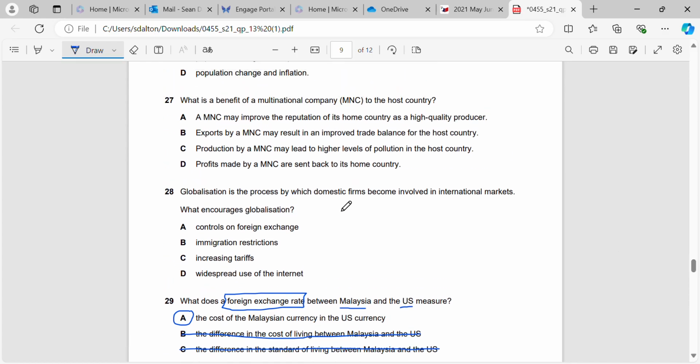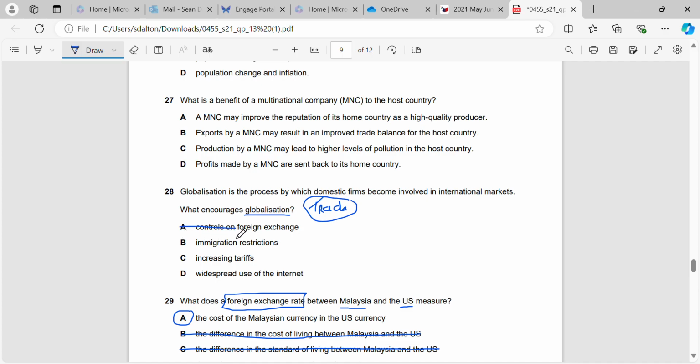Globalization is the process by which domestic firms become involved in international markets. What encourages globalization? What encourages specialization and trade is essentially the thing we're looking for, because globalization is related very closely to trade. So what will encourage the exporting and the importing of goods and services is essentially our question.